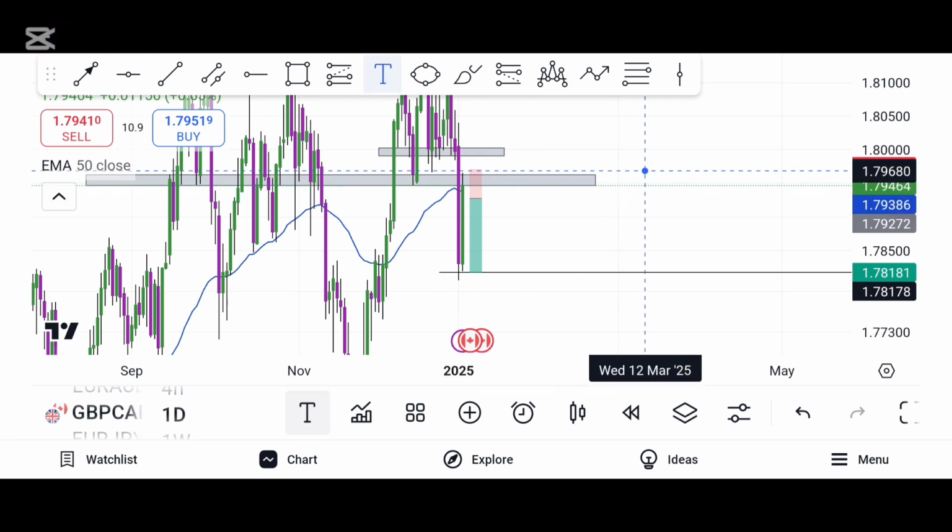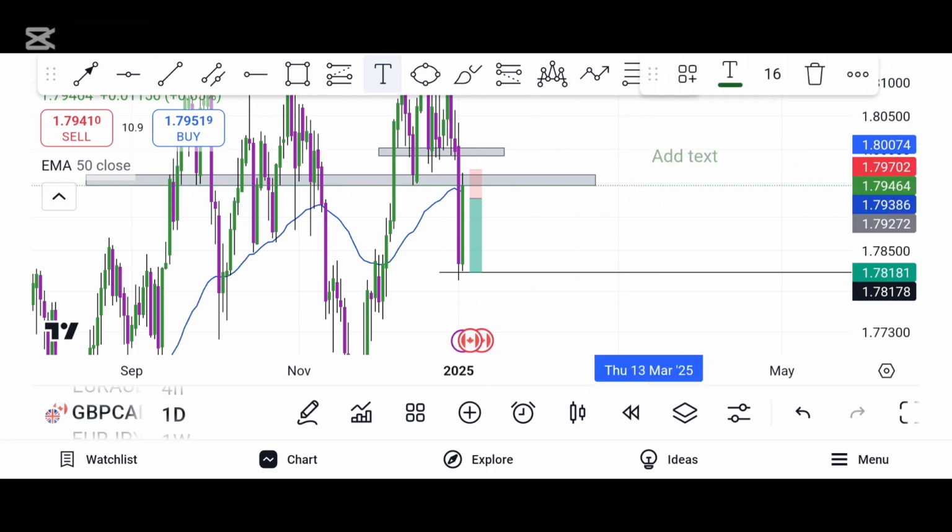Yeah, so really excited about this trade. And let's see how it shall go.